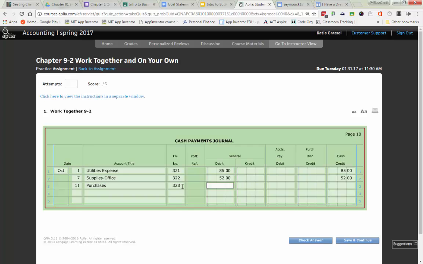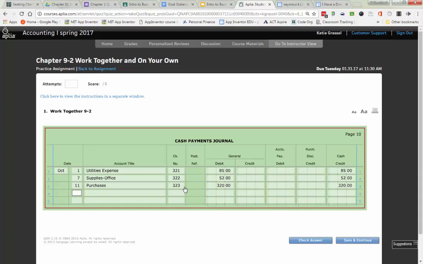How much is it? 320. Would you agree, mathematically, how we got that? It's going to go under general debit and cash credit. So I just bought some product that I'm going to turn around and sell that was basically on sale. That's what a trade discount is. So 320 and 320, general debit and general credit. So there's something new dealing with buying merchandise and getting a trade discount.